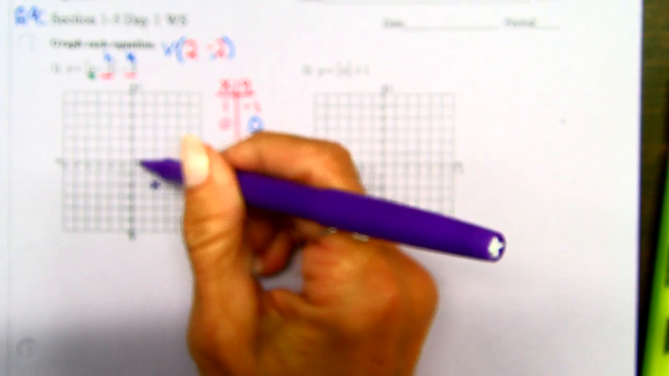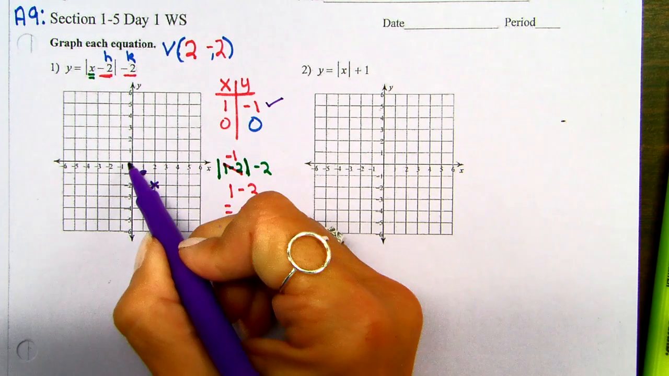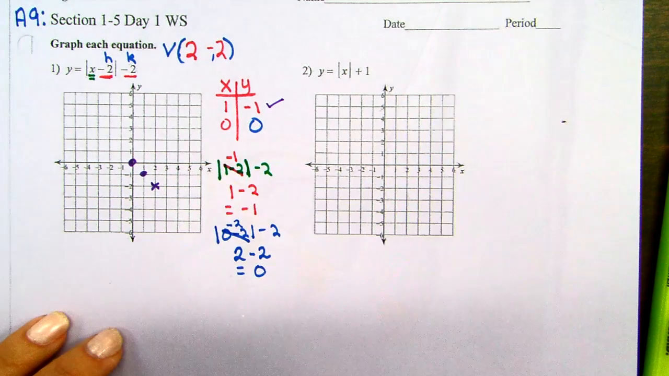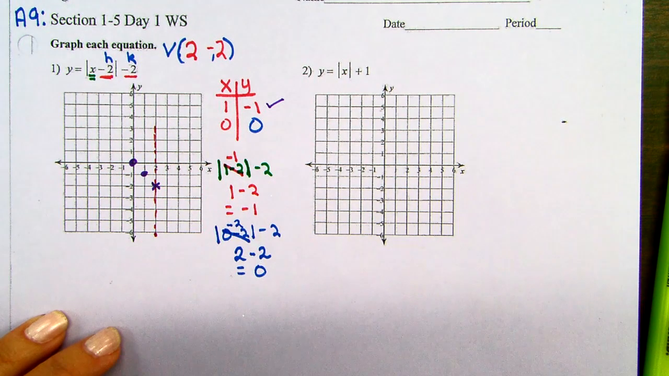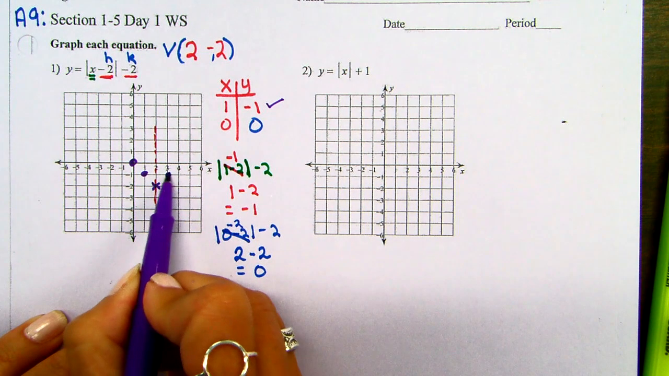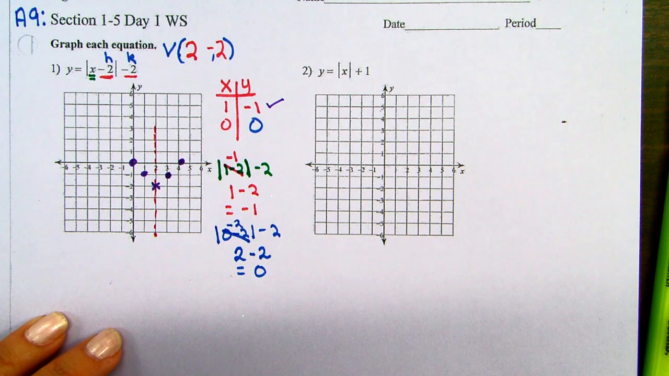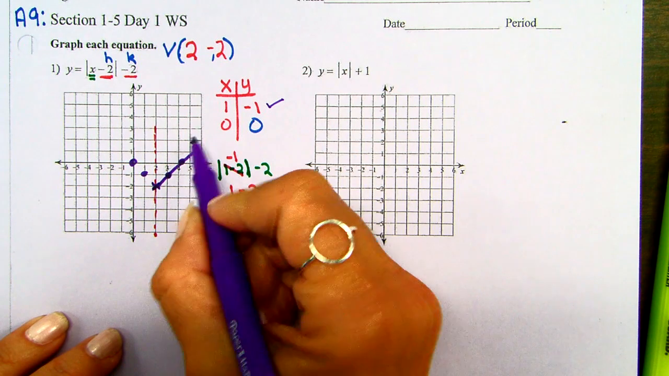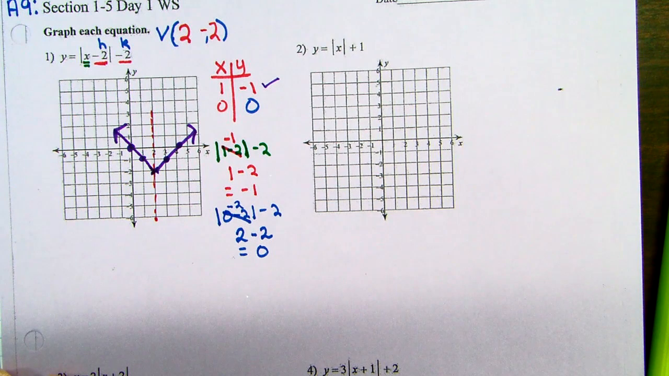I will have a point at 1, negative 1, right? That's that guy. And 0, 0. You can see the left side of your V. You can make your AOS go right down the middle, and that helps you with your other points. And it should make a perfectly symmetrical V. You can connect them, and it goes up forever to the right, and the same thing on the left-hand side, and there's your graph.